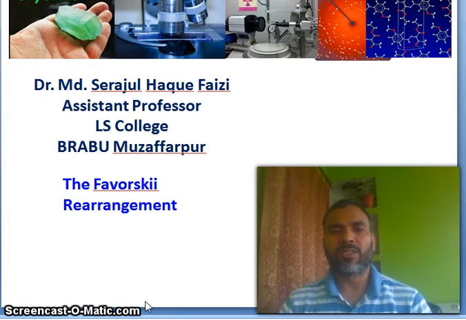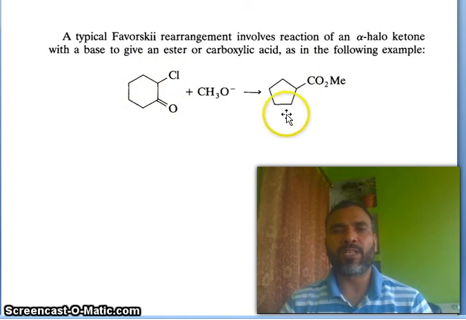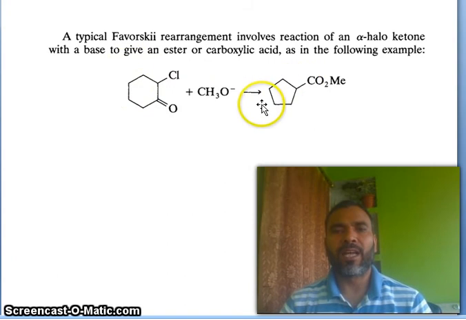Today in this video, I am going to explain the Favorskii rearrangement. So what is the Favorskii rearrangement? We know that this is a rearrangement. This is the substrate and this is the product. What happened here? This 6-membered ring converted into a 5-membered ring, and that is the beauty of this reaction.